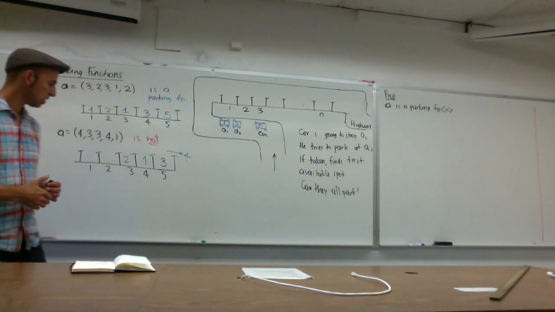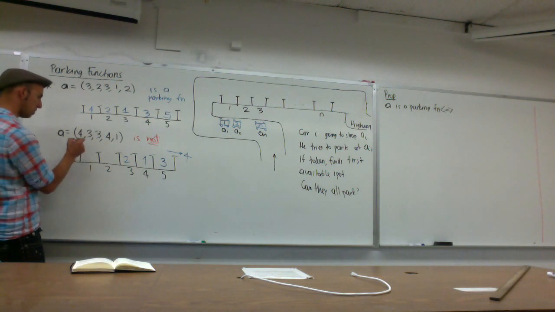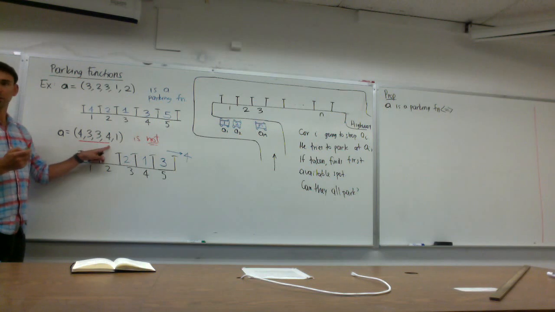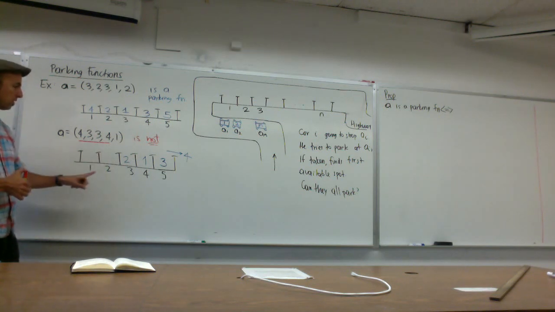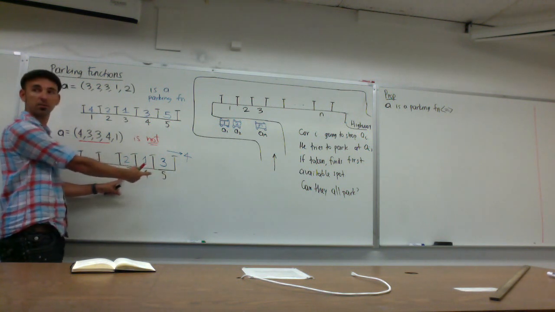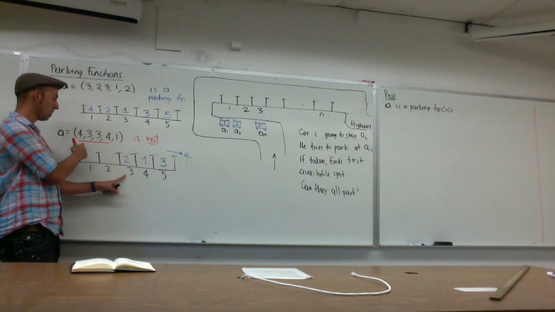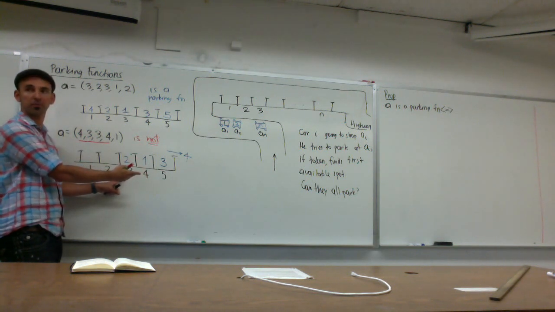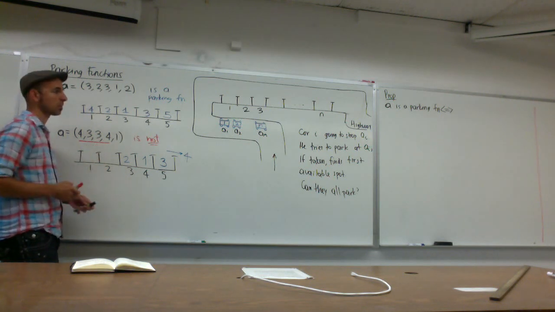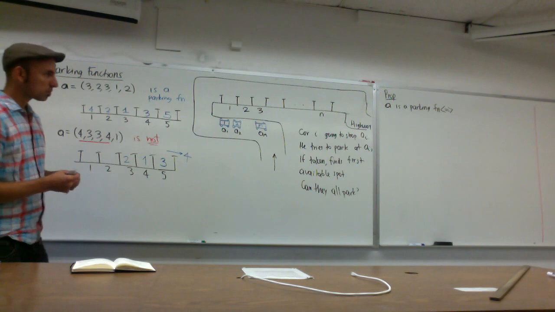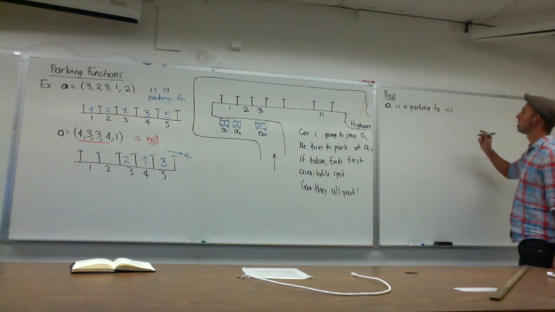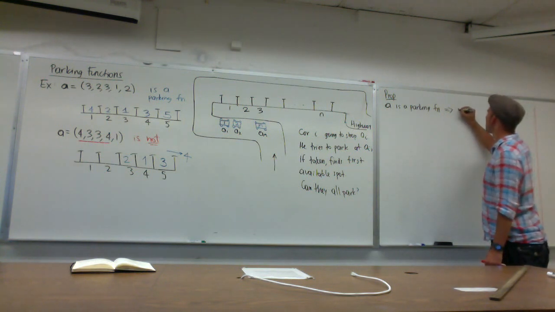The issue can be pointed at right here. These 4 cars can only park in spot 3, 4, or 5. Right? And I cannot park 4 cars in 3 spots. And so this right here is a certificate of why this was not going to work out in the first place. Okay.